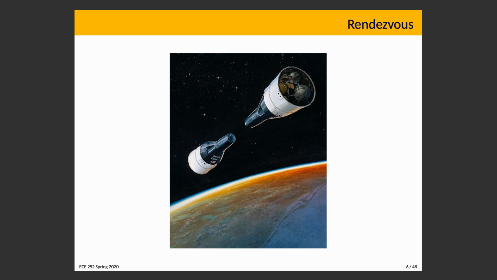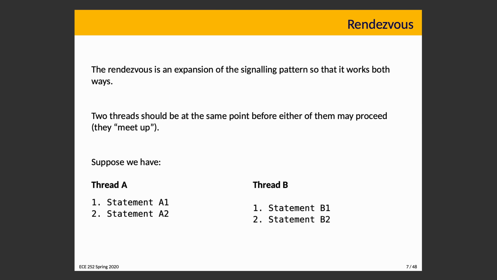Rendezvous in a terrestrial sense is a lot easier. It's much harder with orbital mechanics to get two spacecraft to meet up at the same point at the same time, because they have to be traveling on the same orbit at the same speed, blah, blah, blah. This is something you would know if you've ever tried to do docking in any space simulation game, which maybe you have. So the rendezvous is an expansion of the signaling pattern so that it works for both of them.